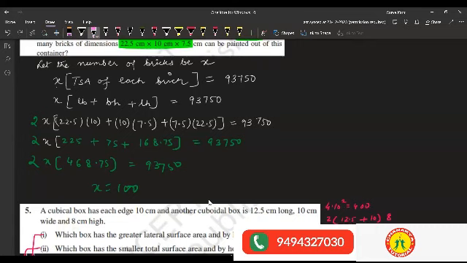You can find it easily, right? Two conditions you can make. One is for cubical, second one is cuboidal, okay?